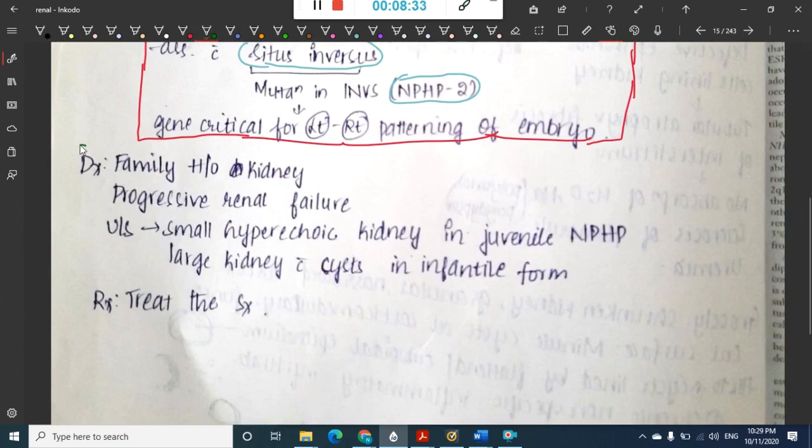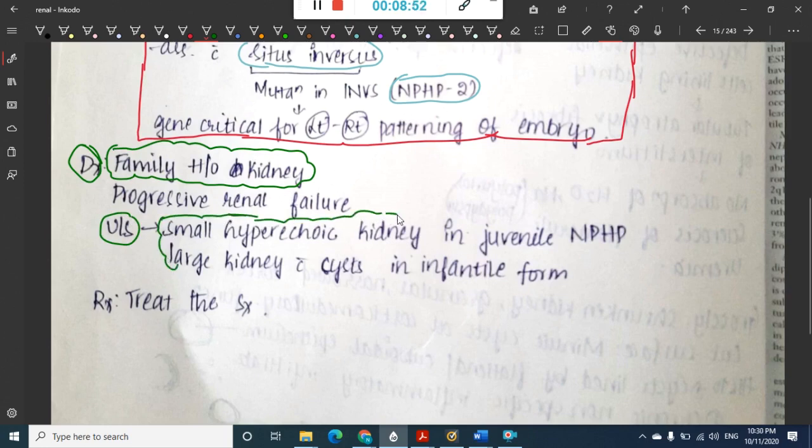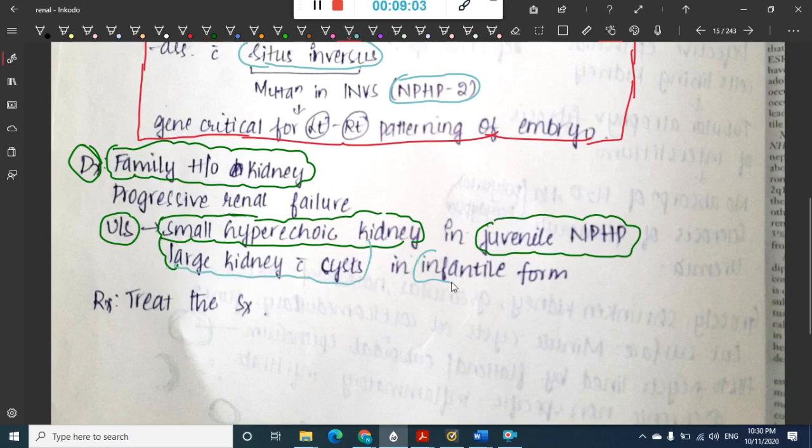Now, how are you going to diagnose this problem? One important thing is that a family history of kidney disease will be there, and the patient will land up in progressive renal failure. If you do an ultrasonography, you see a very small hyperechoic kidney in the juvenile form, whereas in the infantile form you see a large cystic kidney. How are you going to treat it? You can't do any treatment other than symptomatic treatment, because the cause here is genetic.